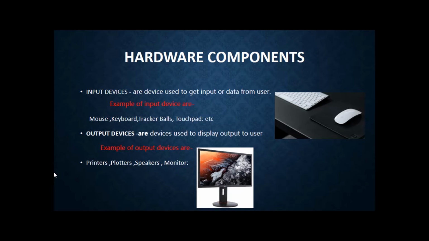Now, output devices are the devices used to display output to a user. After you've keyed in your instructions, your data, the info that you'll be getting back will be displayed to you using output devices. And these are printers, plotters, speakers, or monitor. Like the example, the picture on your screen, that's a monitor. That's an example of an output device. I hope it was well understood.